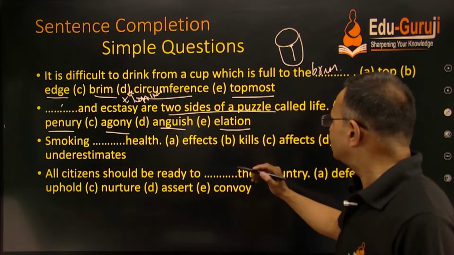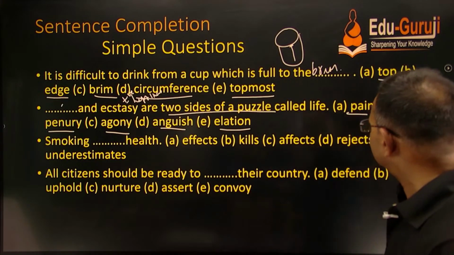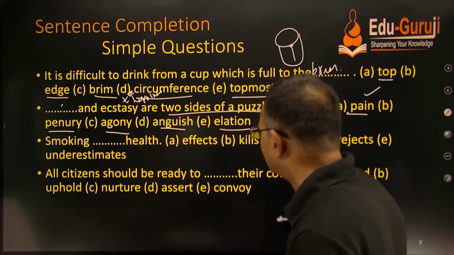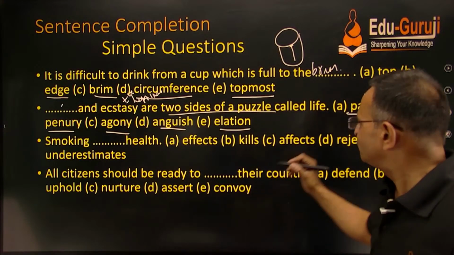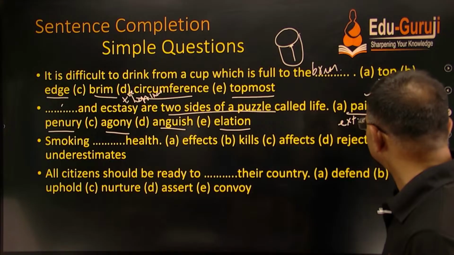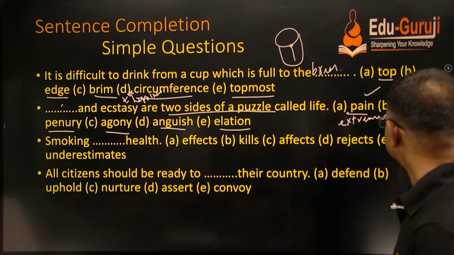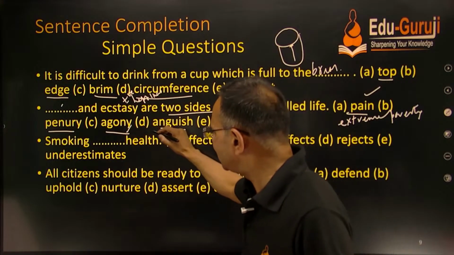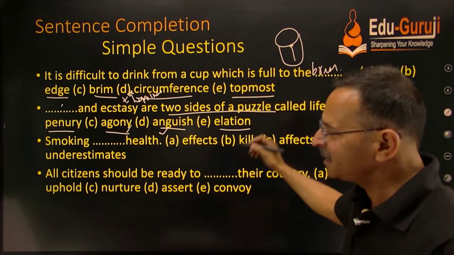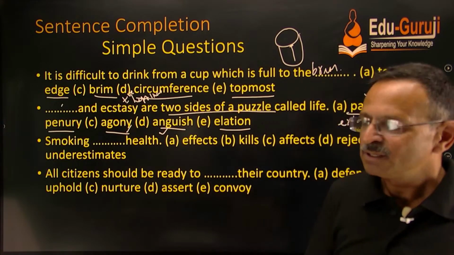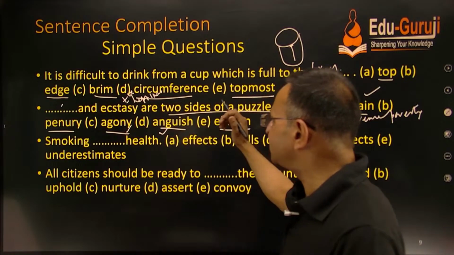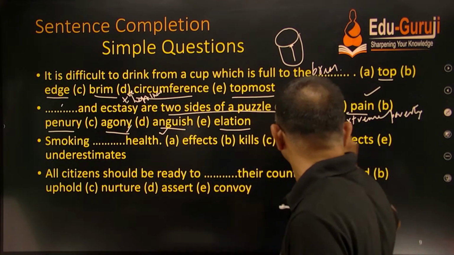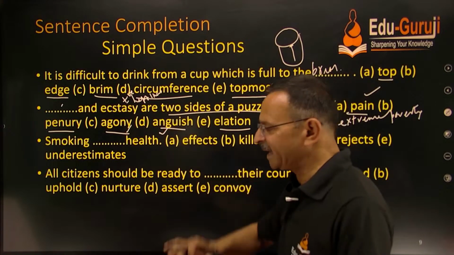Let's see what the meanings are. You know the meaning of pain. Then penury is extreme poverty. It means very, very poor. Then you have agony, and then anguish, and elation and ecstasy are the same, so elation cannot be there. Now you're left with three things: pain, agony and anguish.